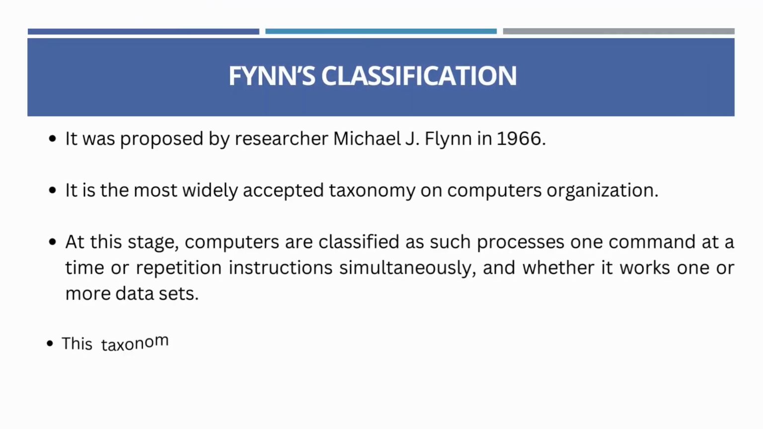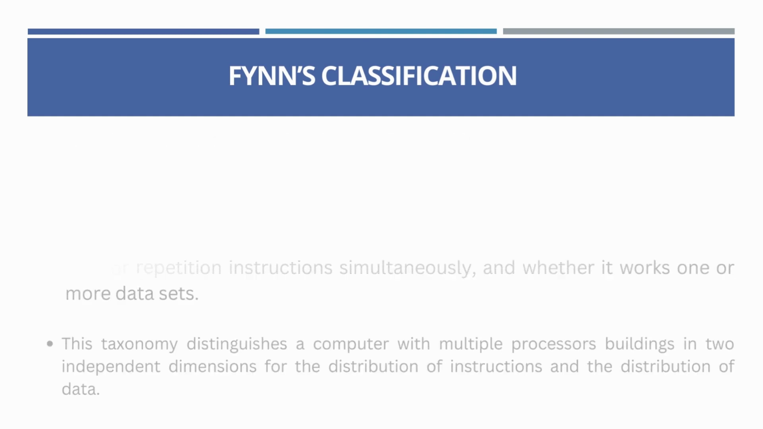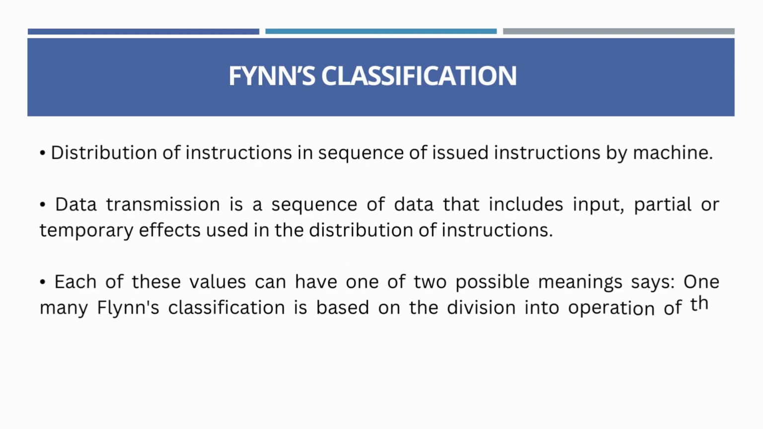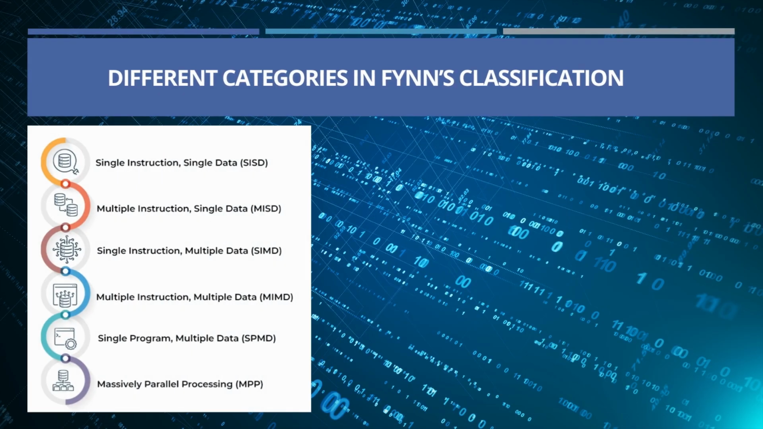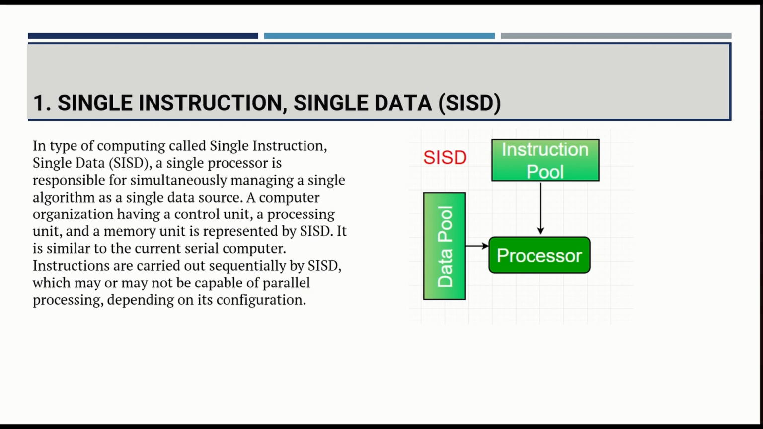Flynn's classification is based on the division into operation of a control unit and data processing unit, instead of its function and structure communication. Flynn's classification is divided into many different types: single instruction single data, multiple instruction single data, single instruction multiple data, multiple instruction multiple data, single program multiple data, and massively parallel processing. All these are different Flynn's classification types in which data are given by the CPU and are streamed using data streaming from memory locations. As we have seen, there are different categories of Flynn's classification.